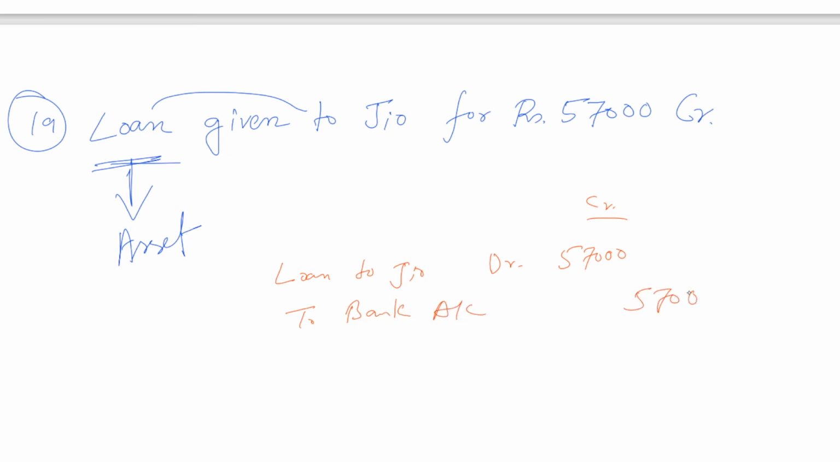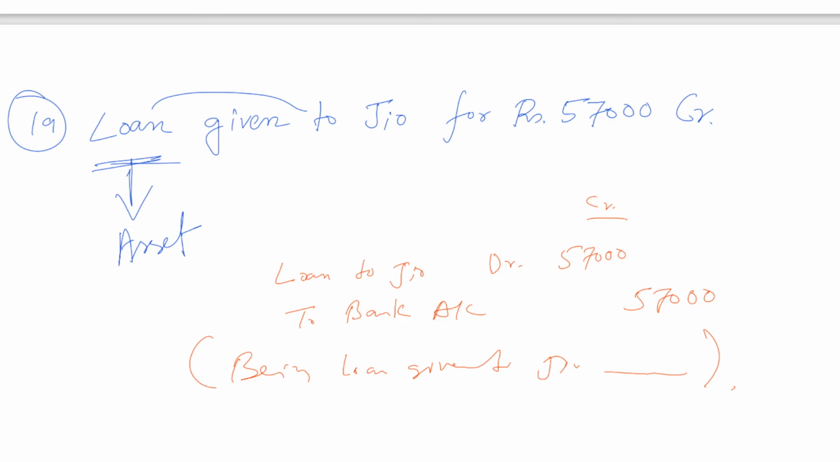Being loan given to Geo by check number this. So this is the journal entry. Not bank account to Geo. In bank account we are not getting the loan; we are giving the loan. So from our bank account the amount will be reduced. Bank account will be credited, and loan to Geo is our asset.